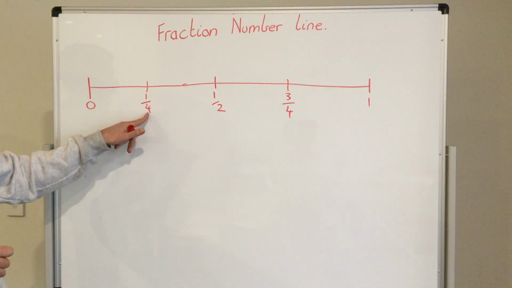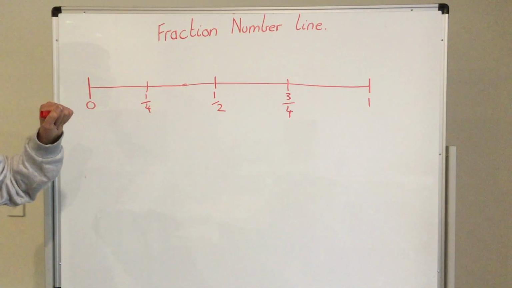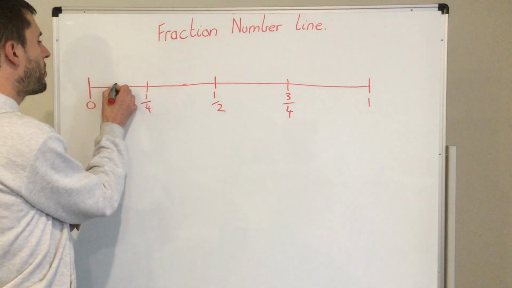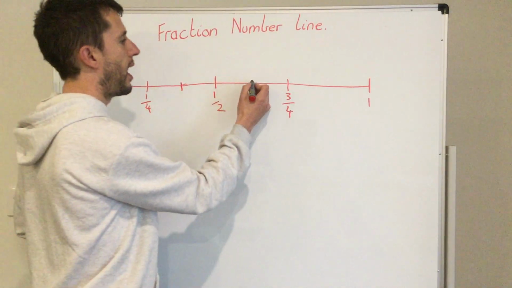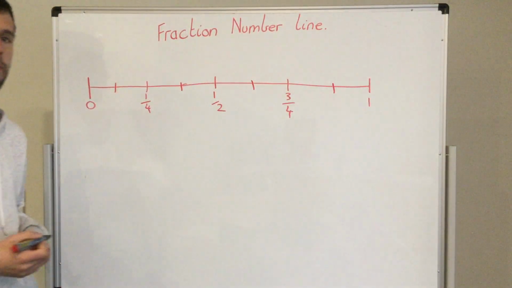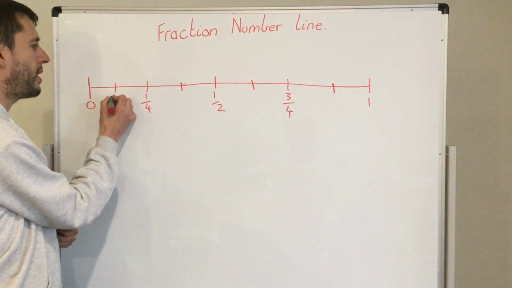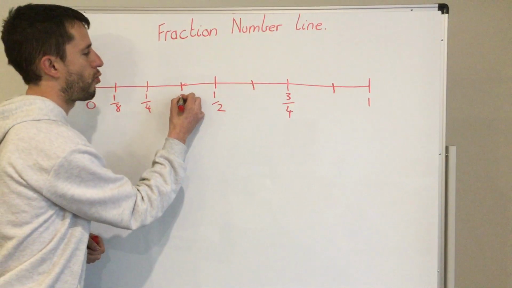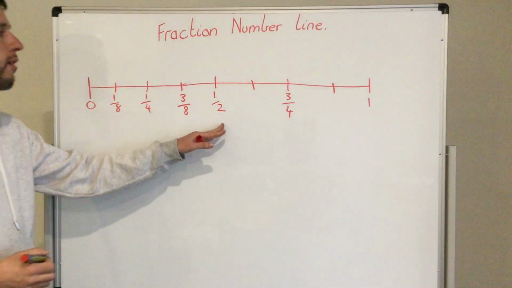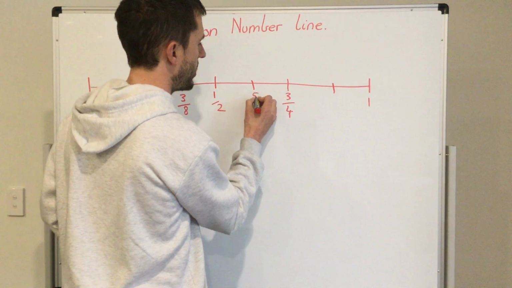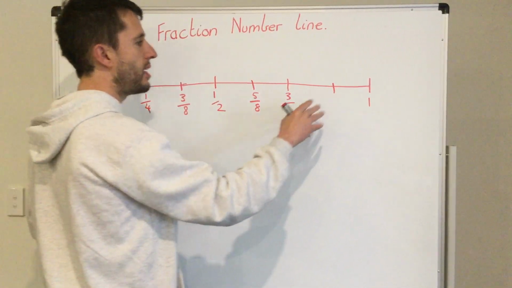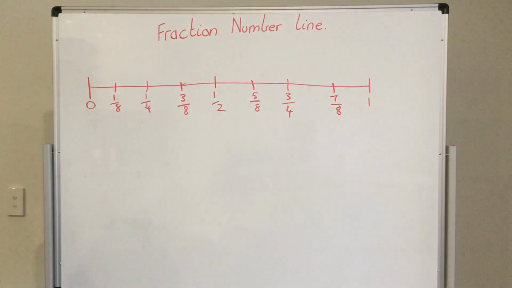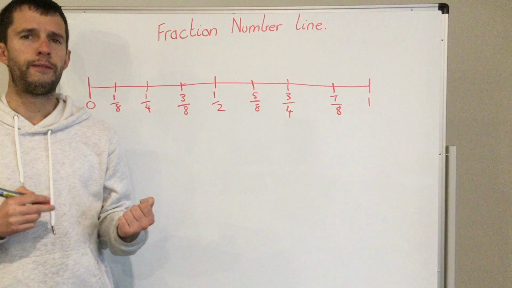How about I cut it into 8 pieces? I'm looking at this 4 and I'm just going to times by 2. That means each of my pieces so far are cut in half. Again, that means this is 1 over 8, 2 over 8, 3 over 8, 4 over 8, 5 over 8, 6 over 8, 7 over 8, and a whole. So now I've got lots of fractions on there.